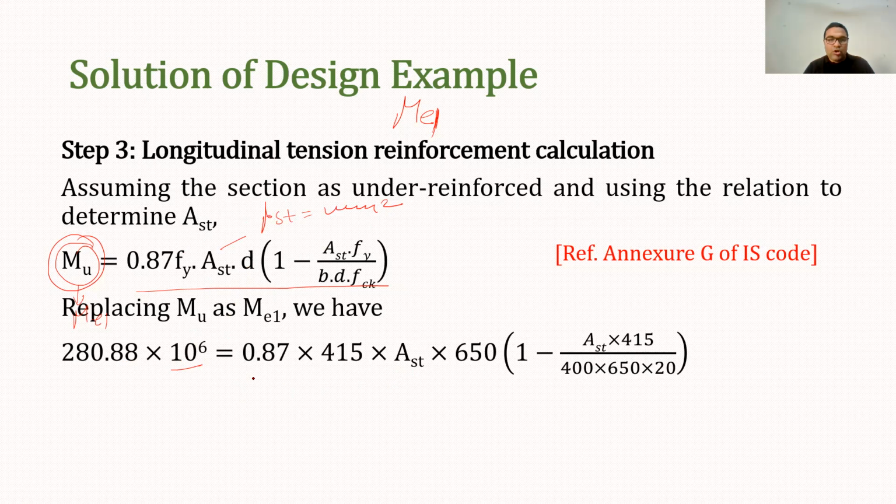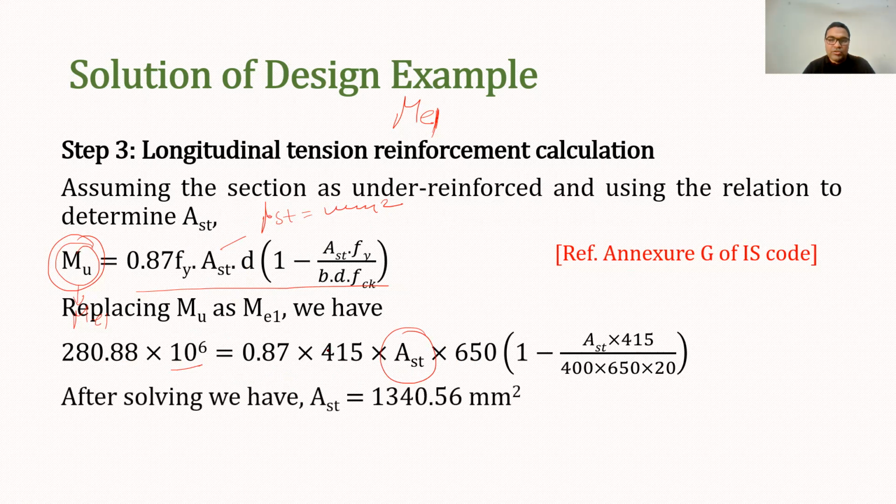So putting all the values and solving, this will be a quadratic equation. Solving the quadratic equation, we can find the value of Ast as 1340.56 mm square. Basically, there will be two values of Ast, one very high and the other lower. This one is the lower value. There may also be chances that you get a negative value, but a negative value has no significance, so we will adopt the positive value.